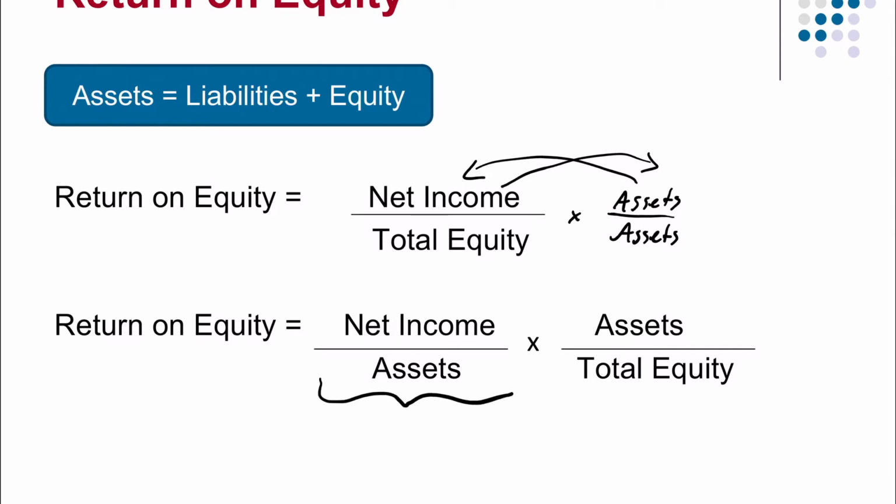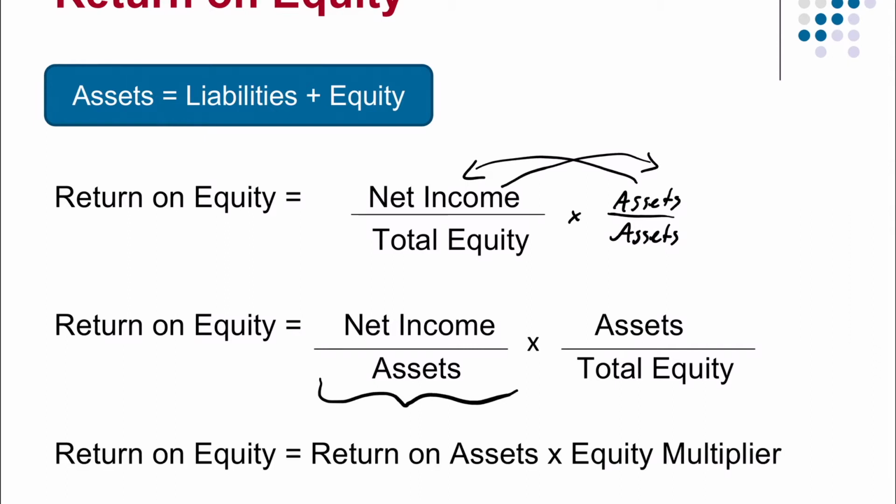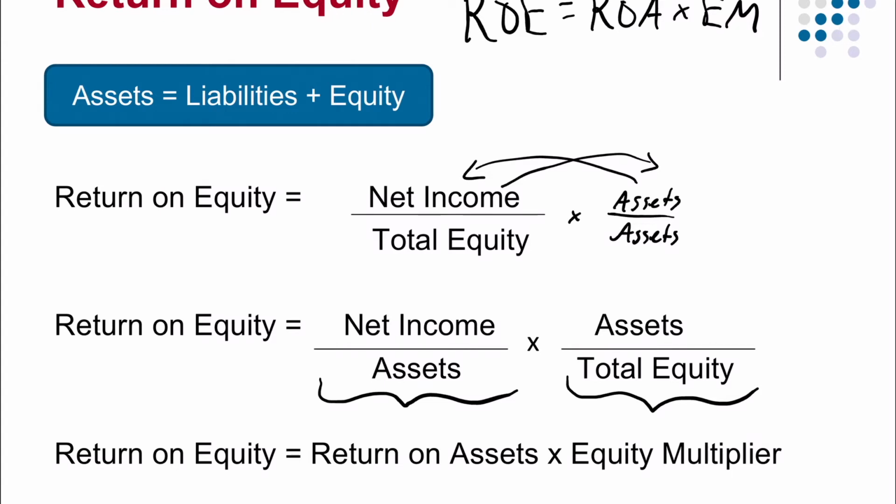What is nice about this is that net income over assets is simply ROA, your return on assets ratio, and assets over total equity is your equity multiplier, that leverage ratio. So we've taken ROE, and instead of just having it as net income over total equity, we've now broken it down into return on assets times the equity multiplier. How profitable is the bank at utilizing their assets to generate net income, and how much leverage are they using? So you can see that a bank can magnify their ROE by either increasing their ROA or increasing the amount of leverage in their capital structure.